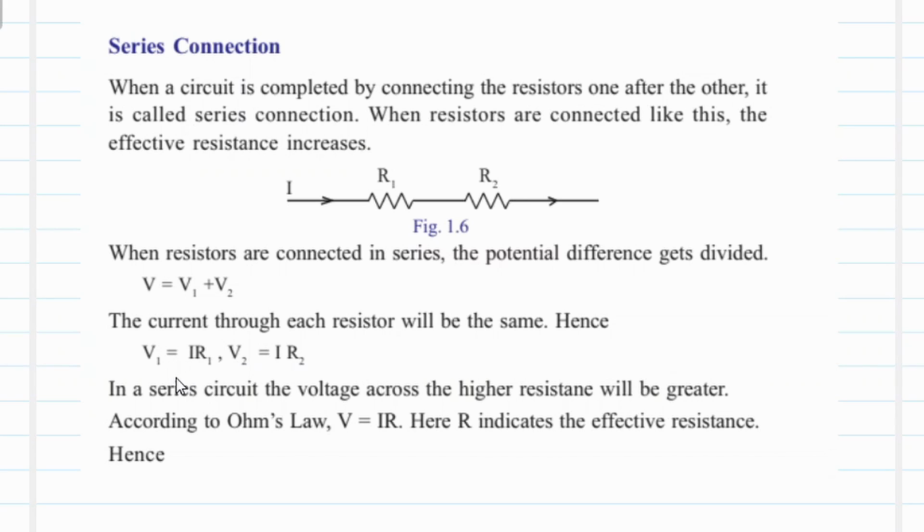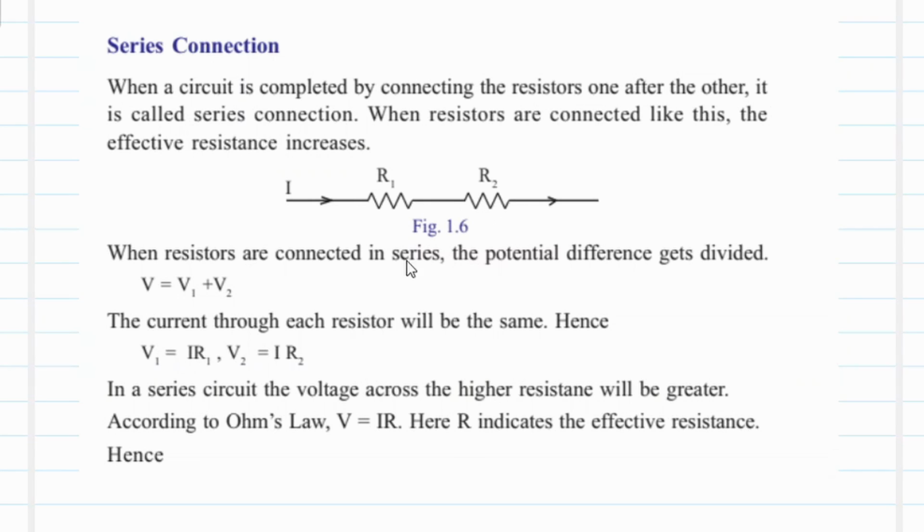We already know Ohm's law. What is Ohm's law? V equal to IR. That means voltage equals current times resistance. So we have to apply it for V1 and V2. That means V1 equal to I into R1. The current I remains the same always, before or after a resistor, so there is no change in the current. But the voltage and resistance change. So V1 equal to I into R1 and V2 equal to I into R2.